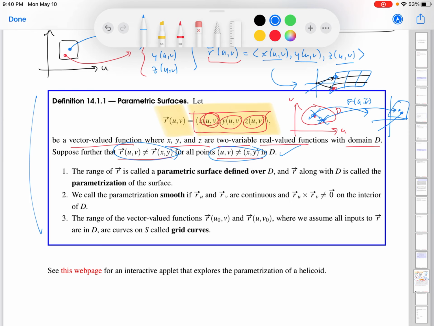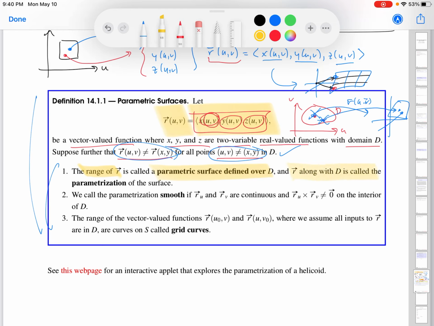So that's this requirement. And then let's talk through these three things. So the range of r is called the parametric surface defined over D. So again, that's similar to the range of r of t being called the space curve.